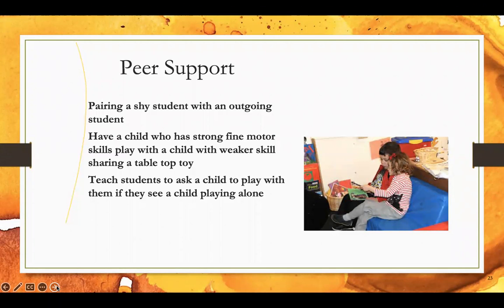Have a child with strong fine motor skills play with a child with weaker fine motor skills at the tabletop toys. So that child can start progressing maybe to a toy that he wouldn't normally be able to play with. But maybe if a child starts doing it, the other child has a model of a peer now and they can see how that works.